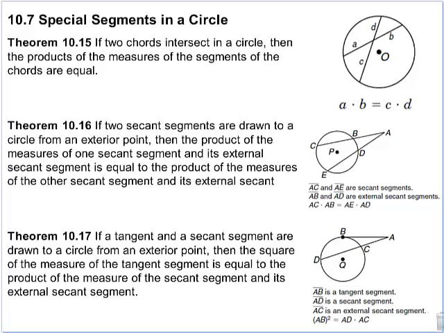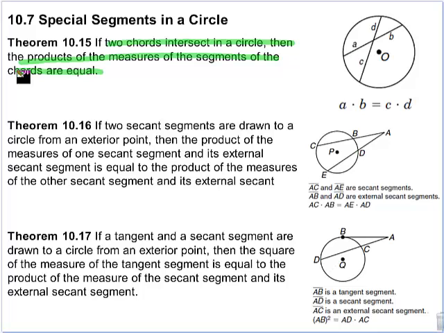So this is special segments in a circle. We have three theorems, and the three theorems are going to describe how we can find the missing length. The first one, we have two chords intersecting. Okay, so we have two chords intersecting in a circle. The products of the measures of the segments of the chords are equal. So the chords are going to split each other off, break each other off into segments. Then we just find their products, and those should be equal.